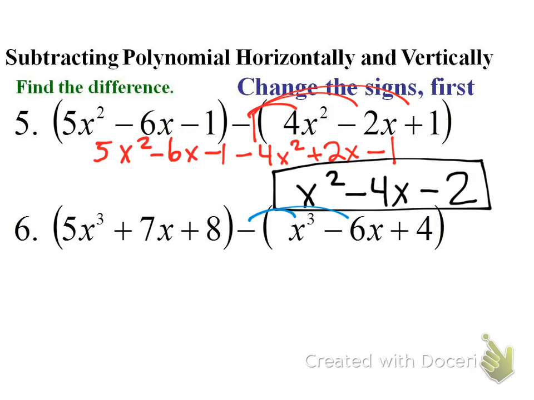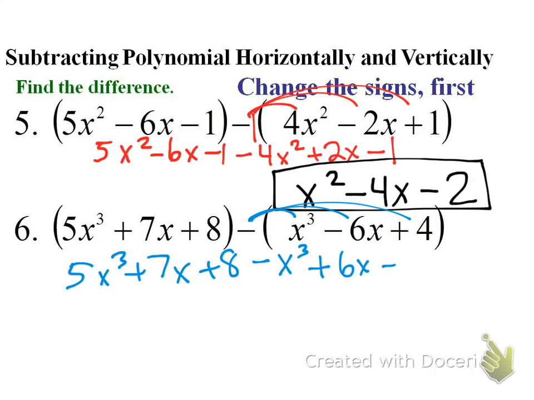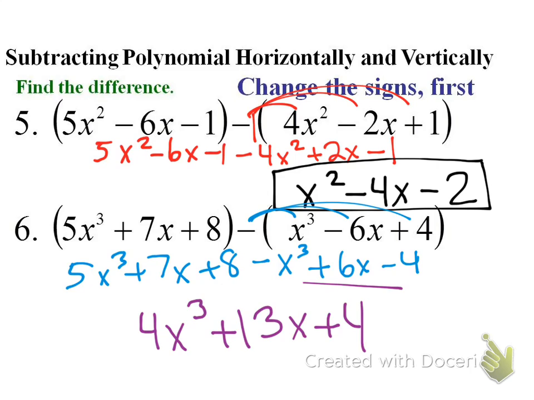Same idea on the second problem, second set of parentheses. So the first set stays the exact same. It's just 5x to the third plus 7x plus 8. Now I'm going to make it minus x to the third plus 6x minus 4. And then combine like terms like usual, starting with the largest exponent. 5x to the third minus x to the third is 4x to the third. I don't have any x squareds. When I combine the 7x and the 6x, I get 13x and a plus 4.